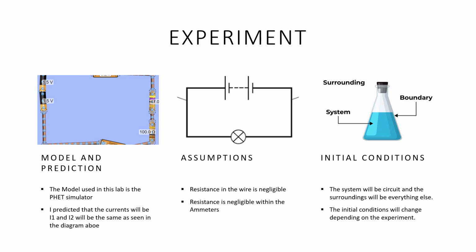So the assumption that we'll make is that the resistance of the wire and the ammeter will be negligible, and the initial conditions will be a little different for each one, and I'll go more into detail for each of the different experiments. But the important thing to note is that the system will be the circuit itself, while the surroundings will be everything else. So let's actually get started looking at these experiments.